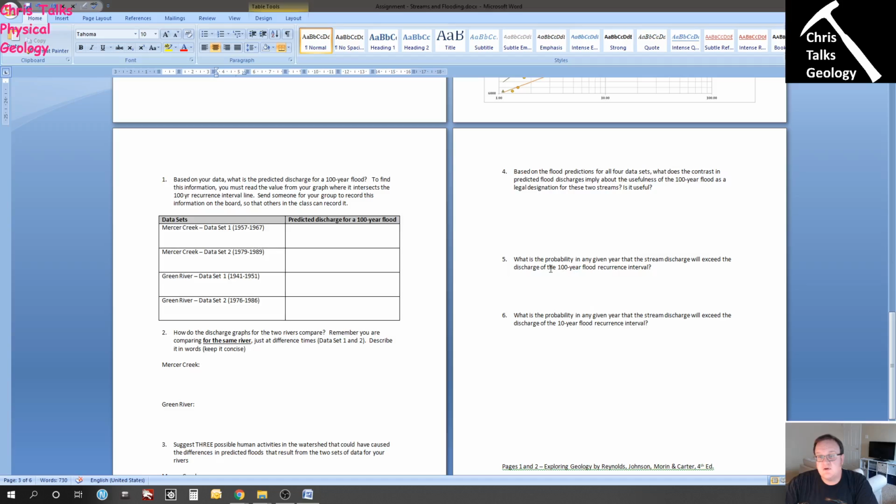Question 5. What is the probability in any given year that the stream discharge will exceed the discharge of the 100-year flood recurrence interval? I would advise you to go back to the presentation and look at the final few slides of part 4. That's where we start talking about the probabilities of a flood reoccurring. That would also be useful when answering question 6.